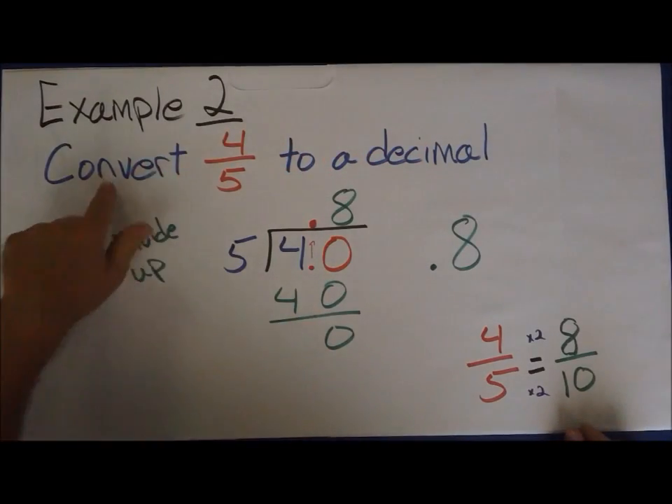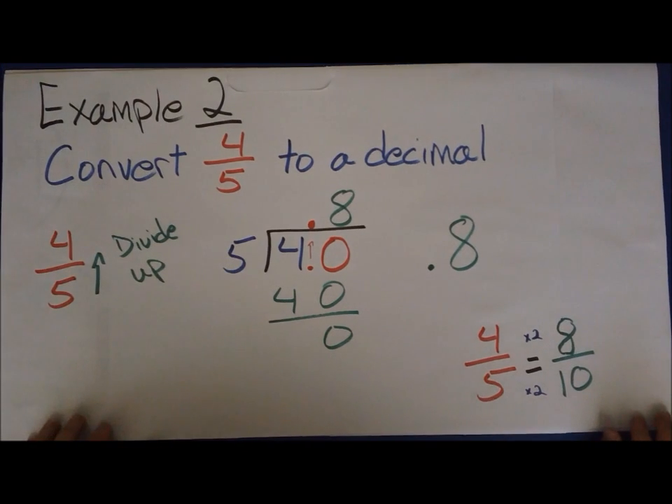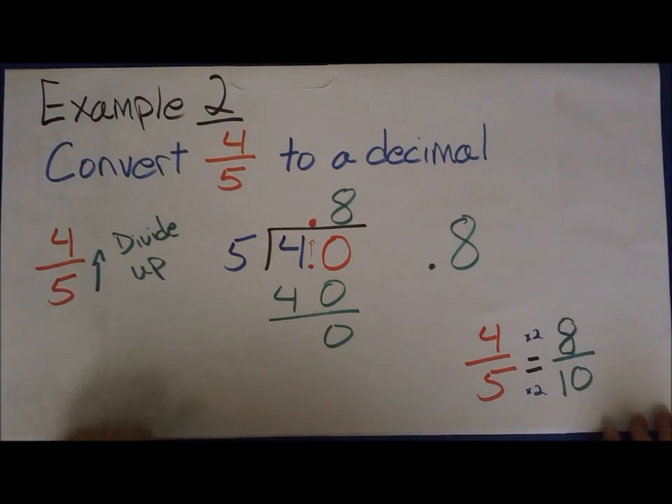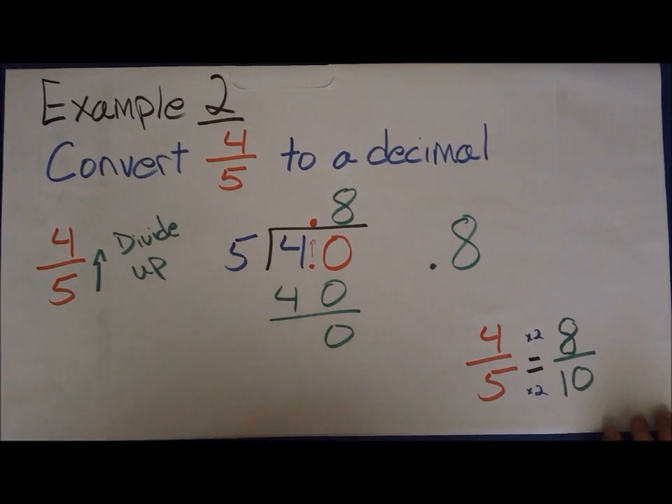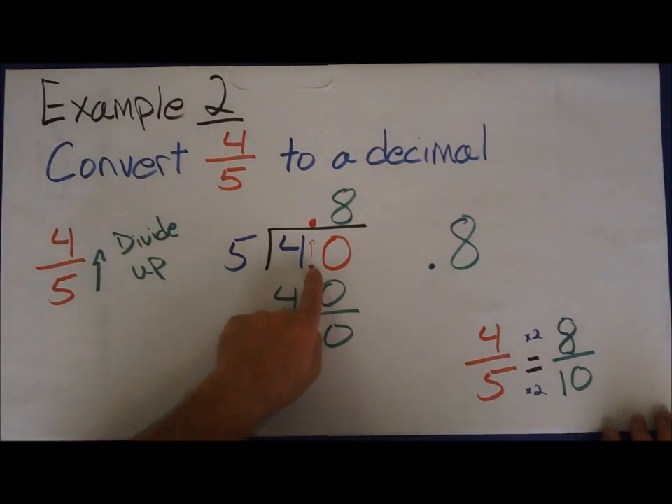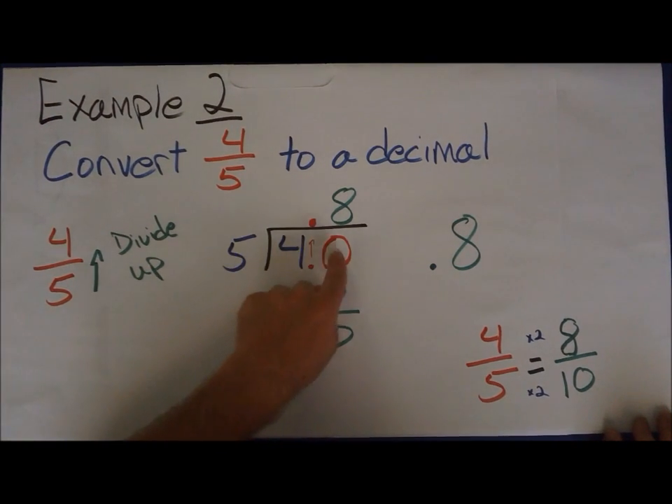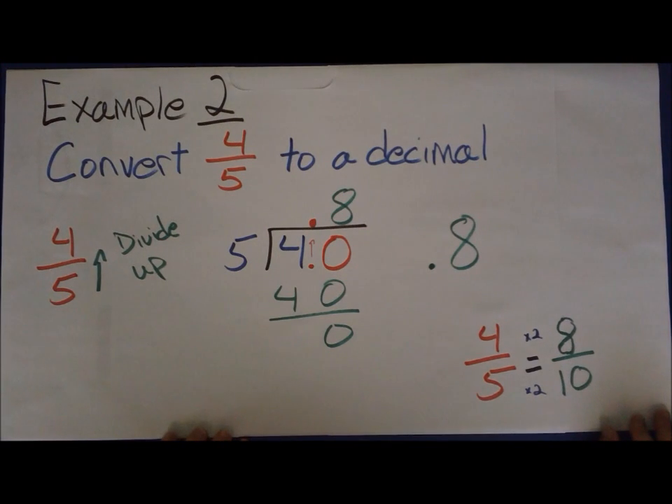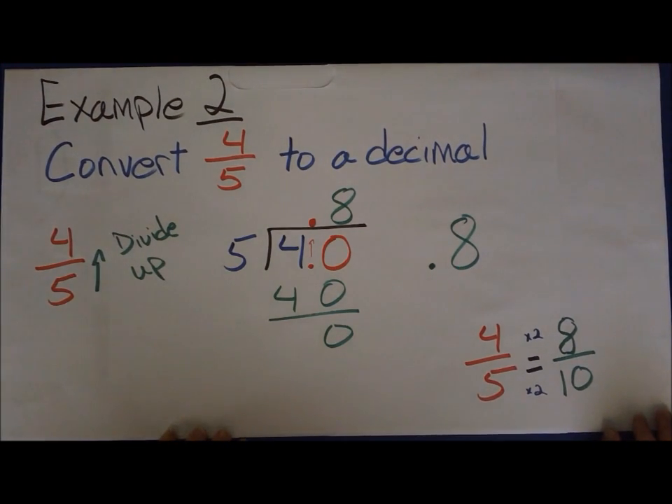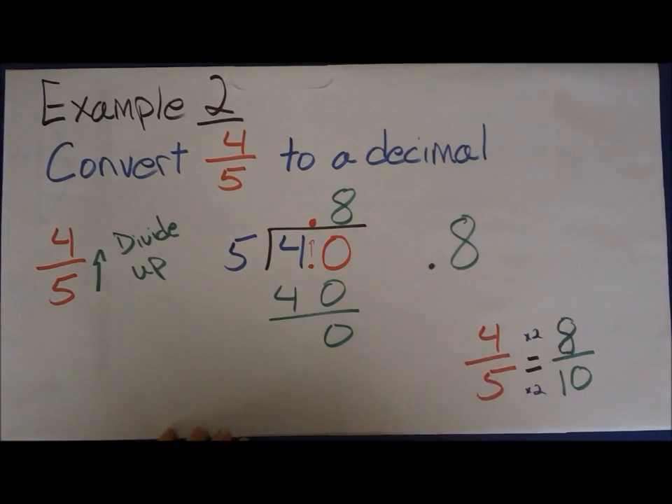So example 2 says to convert 4/5 to a decimal. Again, we divide up. Divide the bottom number into the top. Divide 5 into 4. It does not go, so we're going to have to add a decimal and a 0. Don't forget to bring your decimal up to the top. 5 now goes into 40 8 times, and 8 times 5 is 40. So your answer ends up being 0.8.